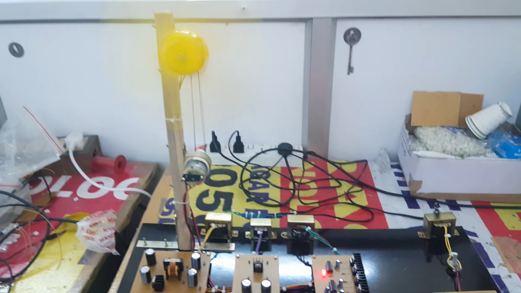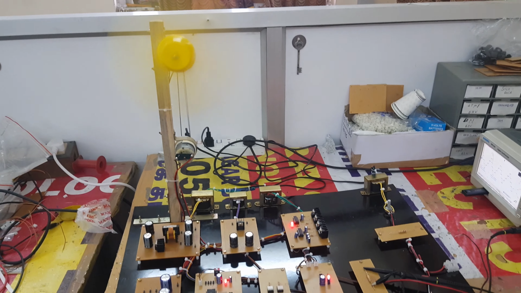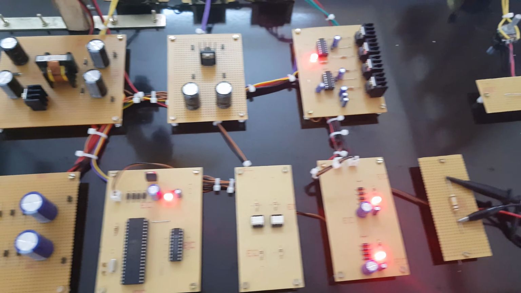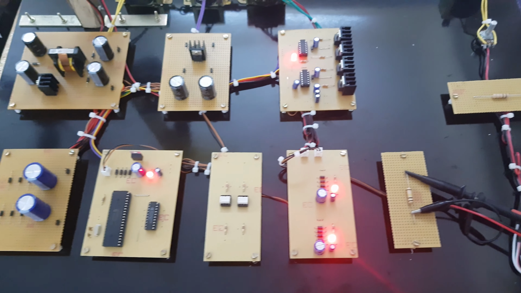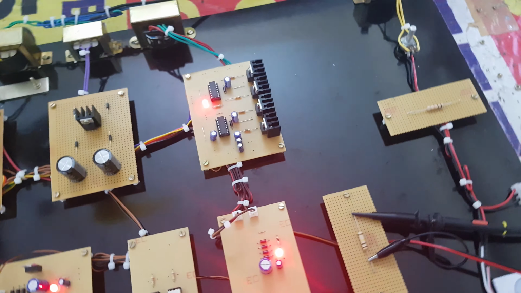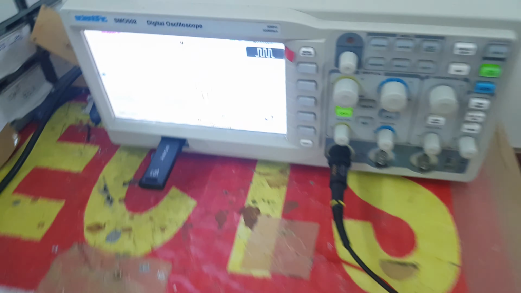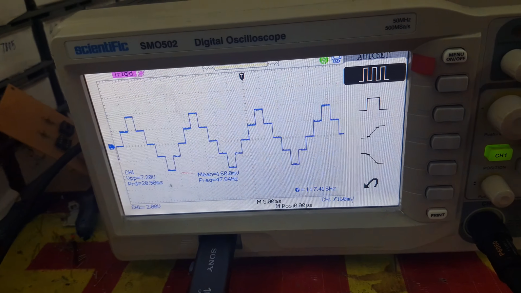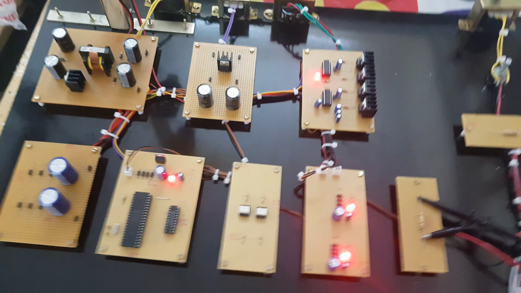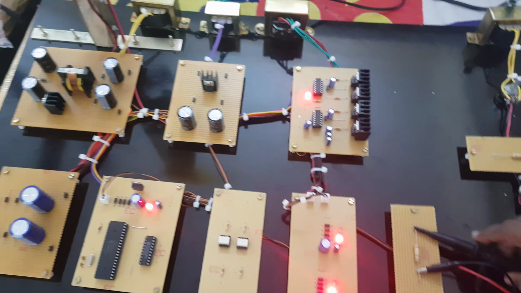So the circuit has been turned on. Supply from the wind has been generated to the circuit. And now let us measure this in the DSO, the 5 level output. I have connected the probe of the DSO over here. So this is the 5 level output in the DSO. Now I am connecting this probe to the grid line.